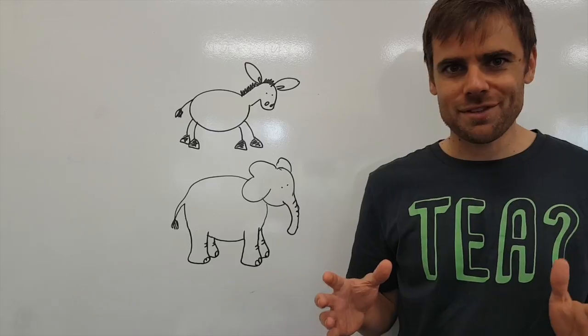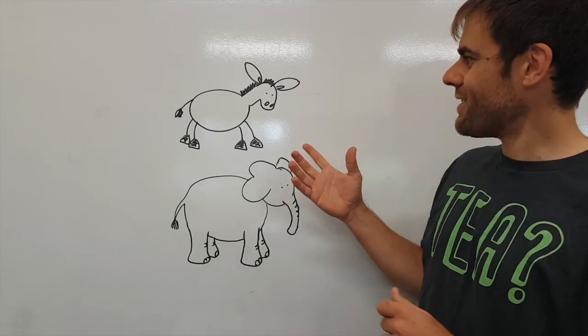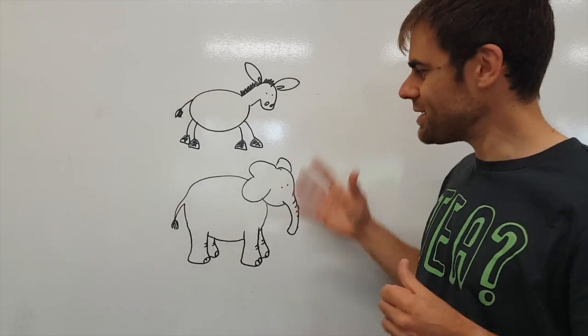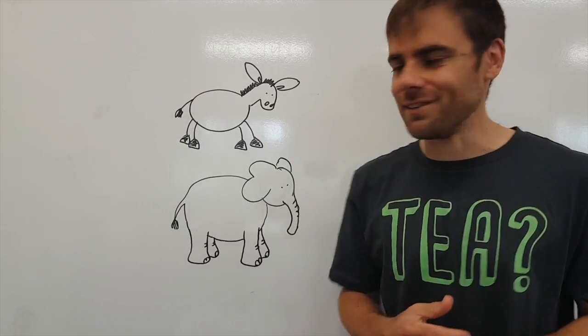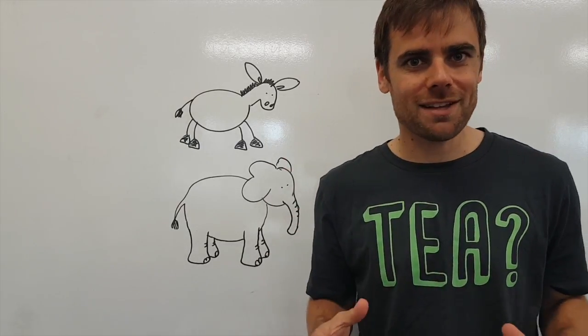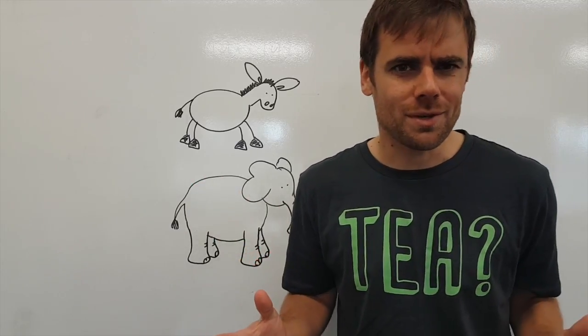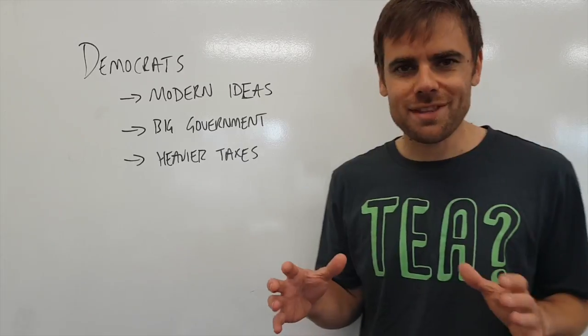So let's start with the two main political parties. A donkey and an elephant. Now hopefully you remember that these are the symbols for the two main political parties. The donkey represents the Democrats and the elephant represents the Republicans. But what's the difference between the two? Well, let's start with the Democrats.